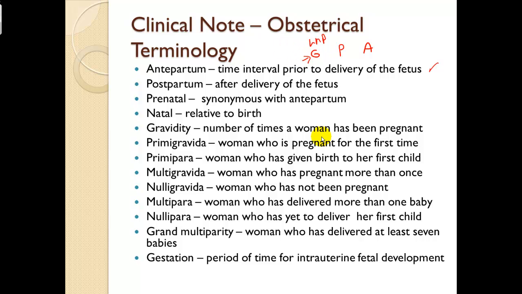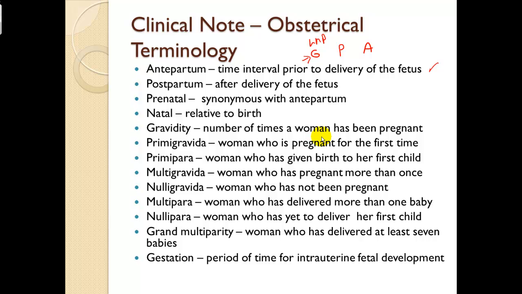Primigravida, woman who is pregnant for the first time. Primipara, woman who has given birth to her first child. Multigravida, woman who has been pregnant more than once. Nulligravida, woman who has not been pregnant. Multipara, woman who has delivered more than one baby. Nullipara, woman who has not yet delivered her first child. Grand multiparity, woman who has delivered at least 7 babies.